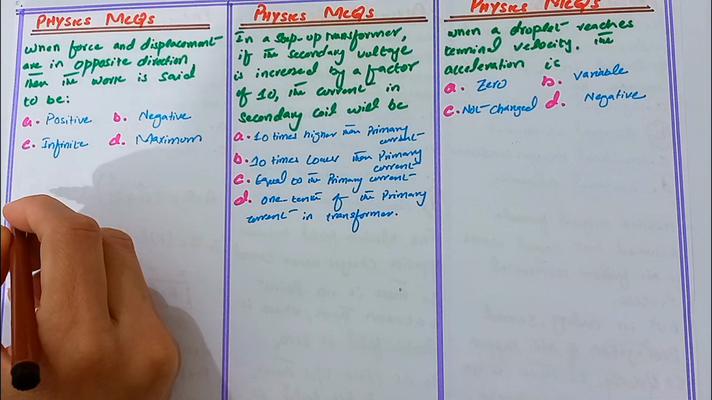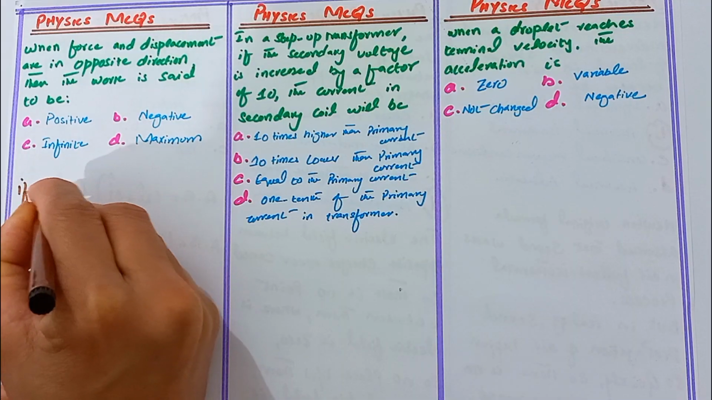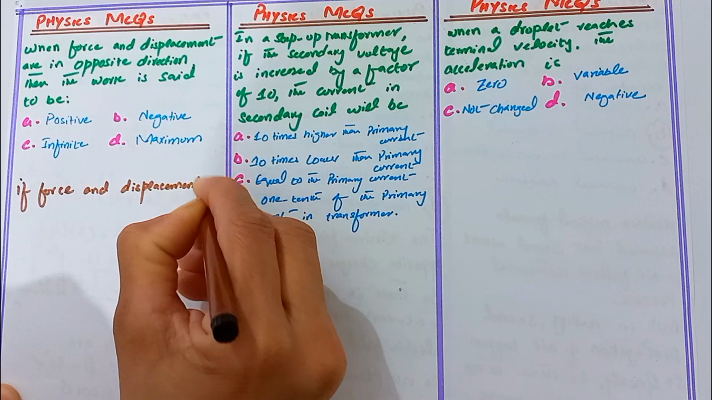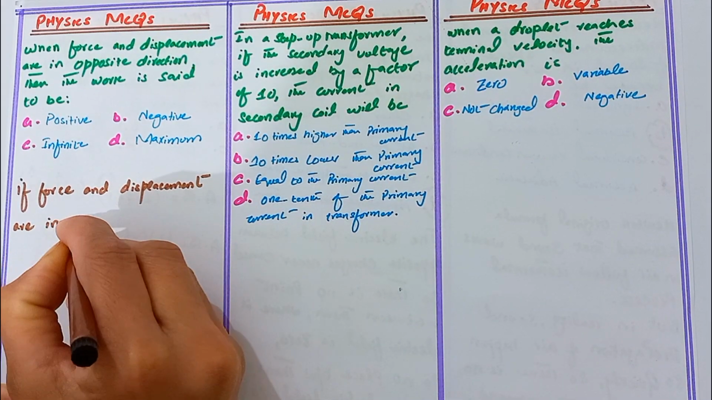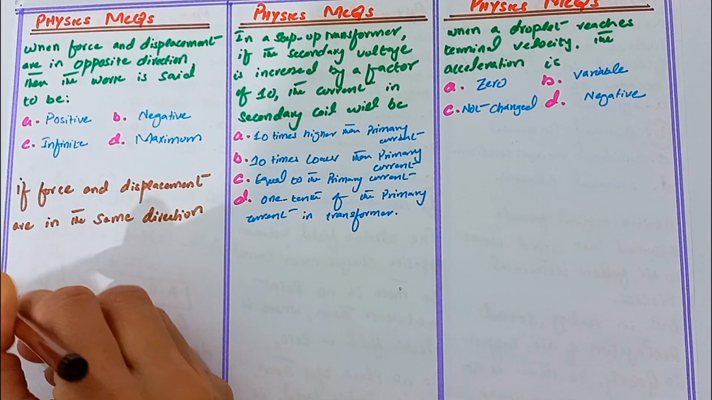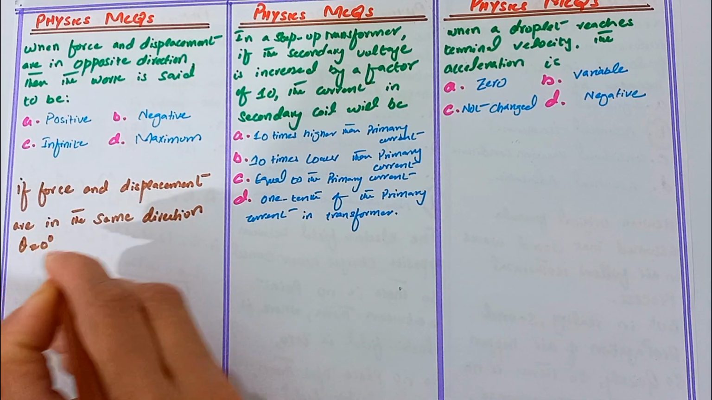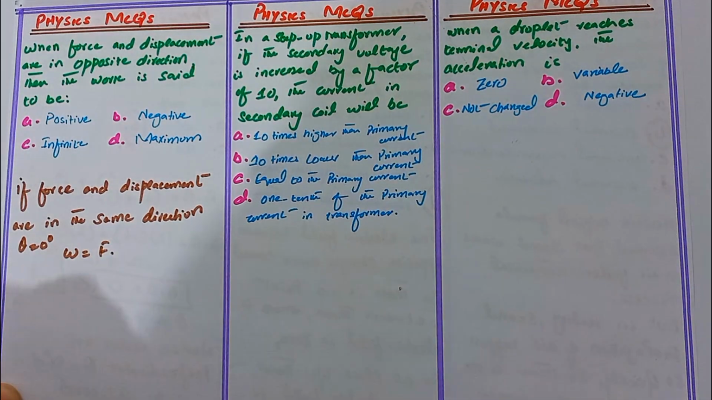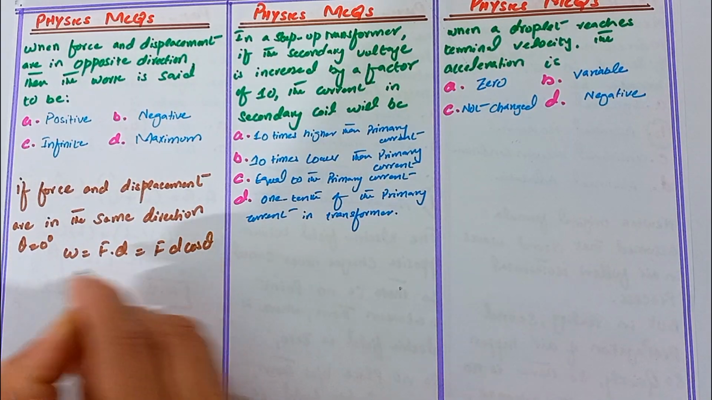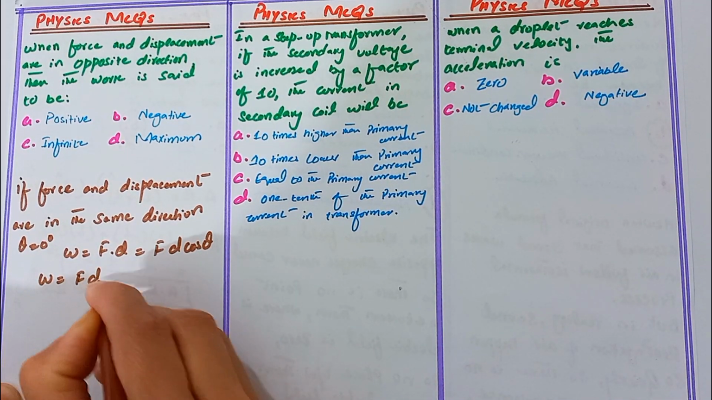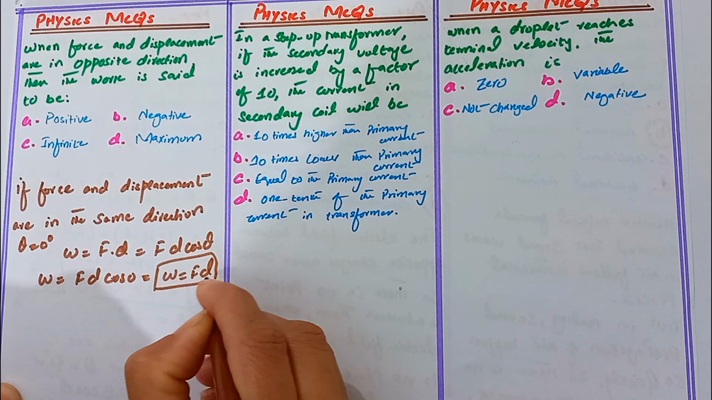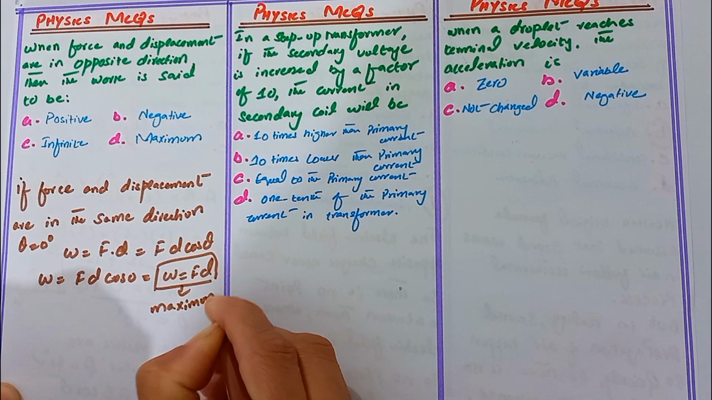So here we write that if force and displacement are in the same direction, then theta is equal to 0 degree, and we know the work done formula, W is equal to F dot d. If we remove the dot sign, it becomes F d cos theta, and here we put the value of theta, that is 0, F d cos 0. Cos 0 is equal to 1, so work is maximum when the force and displacement are in the same direction.